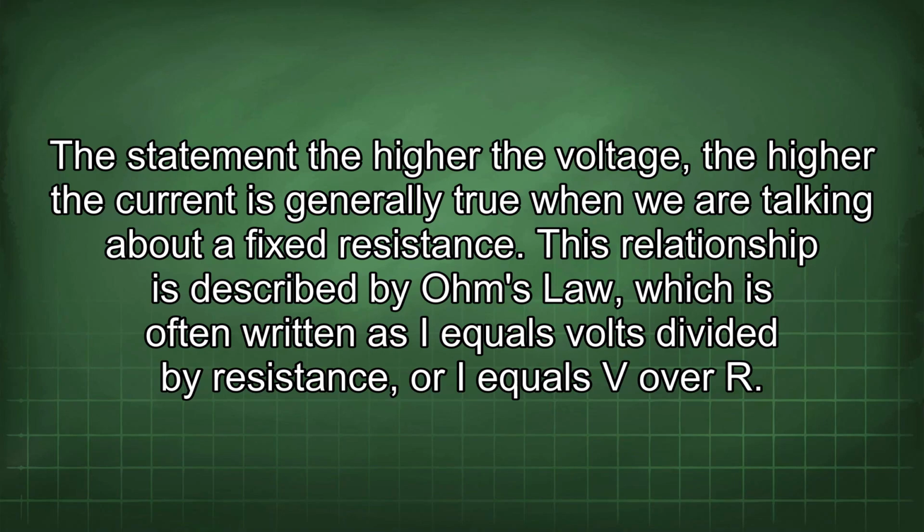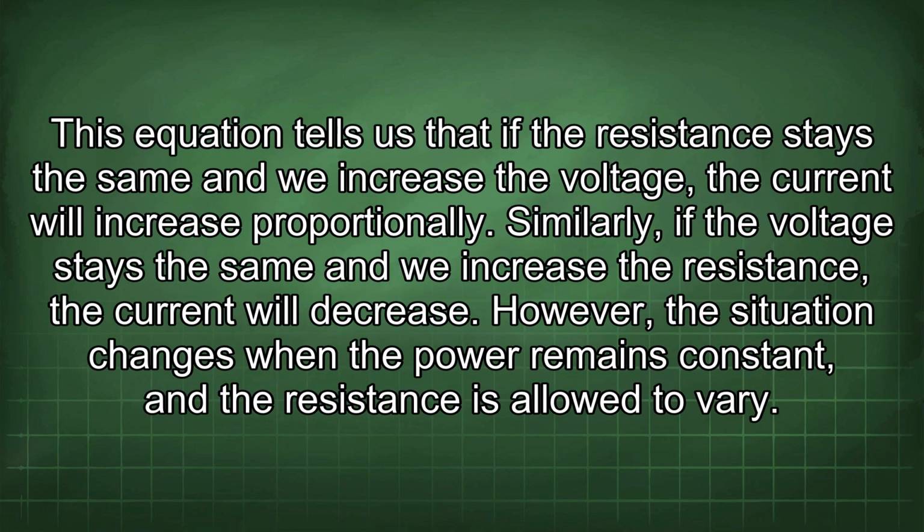The statement "the higher the voltage, the higher the current" is generally true when we are talking about a fixed resistance. This relationship is described by Ohm's law, which is often written as I equals volts divided by resistance, or I equals V over R. This equation tells us that if the resistance stays the same and we increase the voltage, the current will increase proportionally. Similarly, if the voltage stays the same and we increase the resistance, the current will decrease.